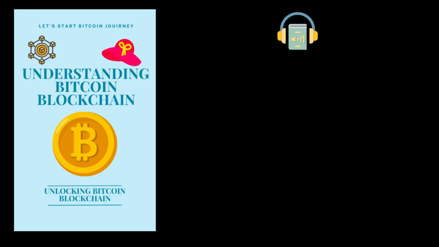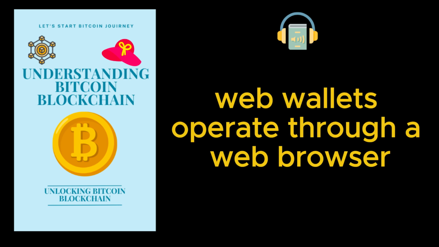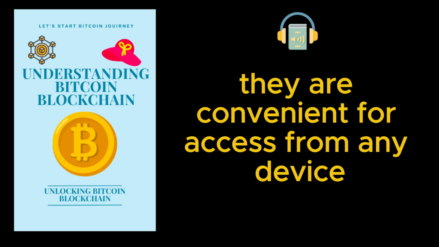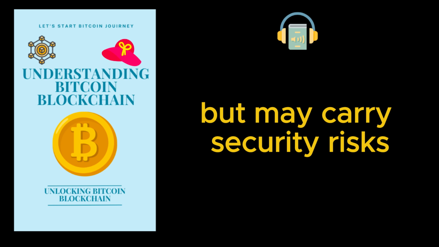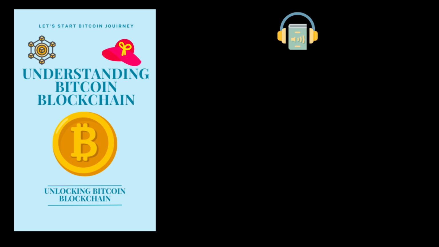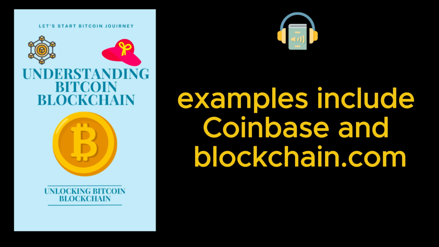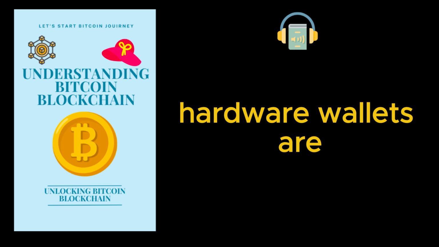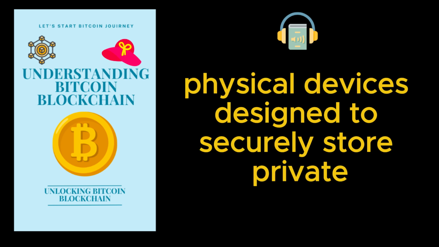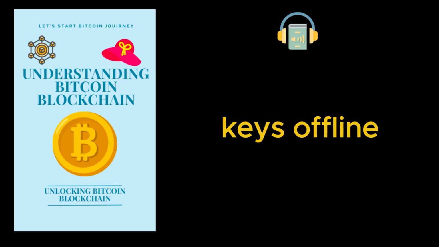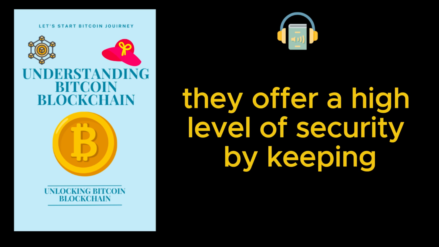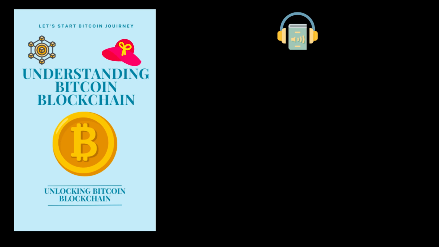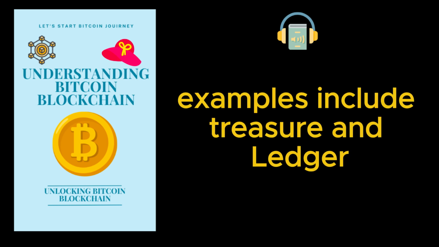Web wallets. Web wallets operate through a web browser and are hosted by third-party providers. They are convenient for access from any device but may carry security risks due to reliance on the provider. Examples include Coinbase and Blockchain.com. 2. Hardware wallets. Hardware wallets are physical devices designed to securely store private keys offline. They offer a high level of security by keeping the private keys isolated from internet-connected devices. Examples include Trezor and Ledger.